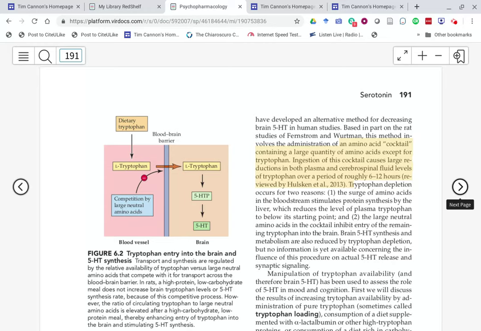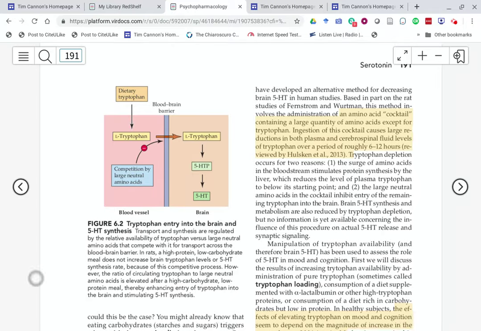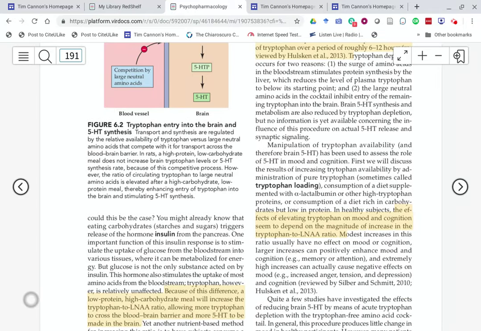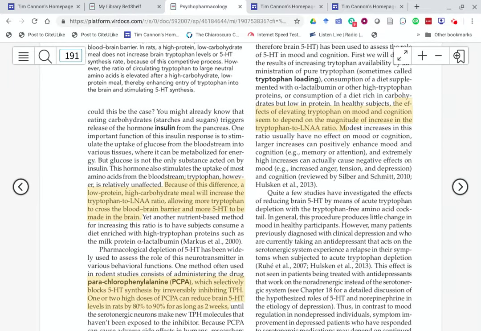So there's dietary tryptophan, which makes L-tryptophan accessible. But other things like large neutral amino acids can be competing for the same transport mechanism. And if you flood the transport mechanism with large neutral amino acids, they win. And the tryptophan doesn't get in, and consequently, the synthesis of tryptophan to 5-HTP to 5-HT is reduced. This discussion of insulin is very interesting. And more on dietary intake and stuff.